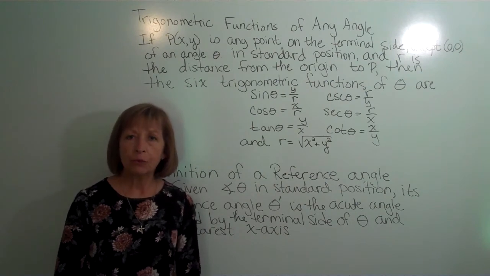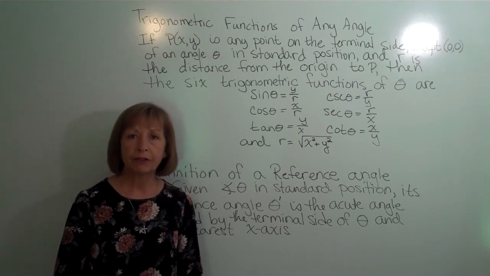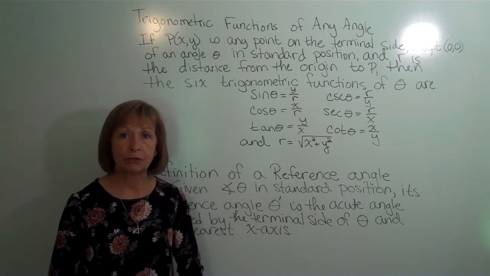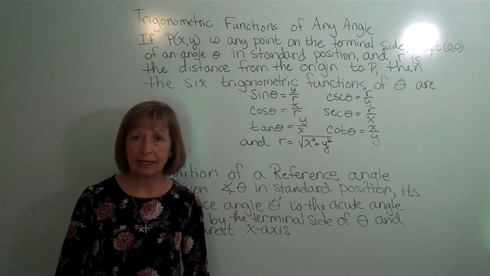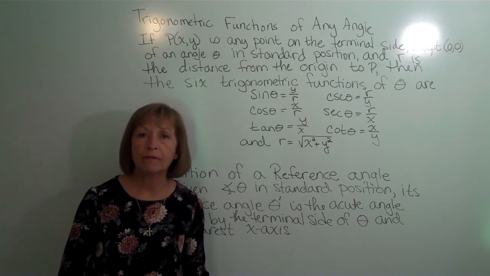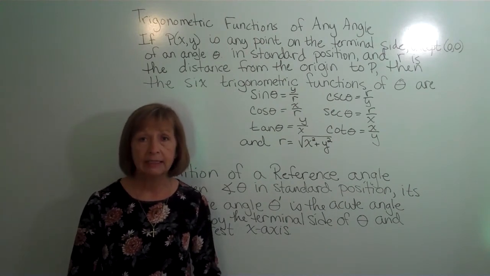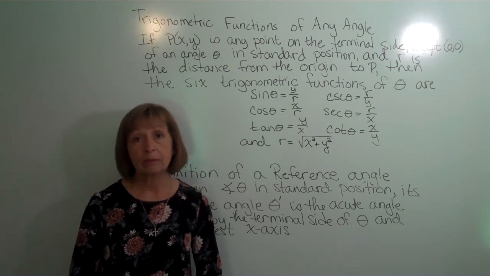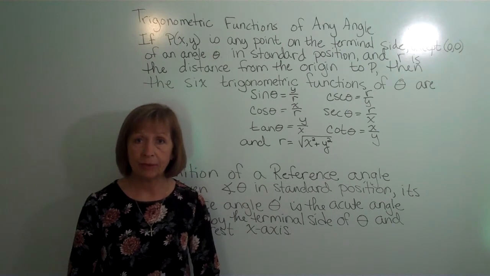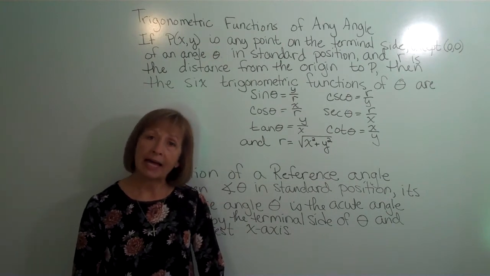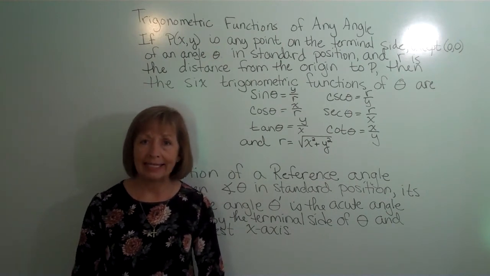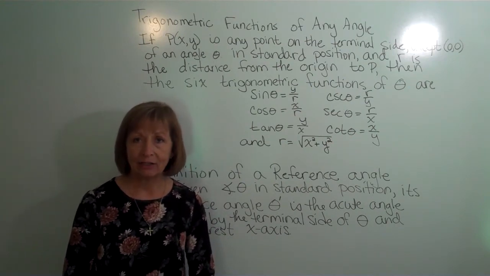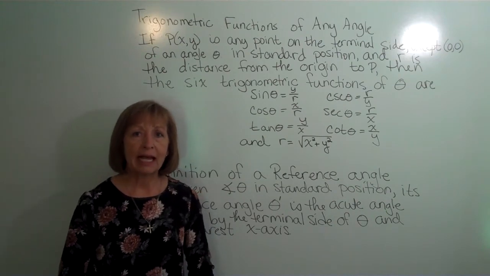Now that we've finished the work with our trig functions of acute angles, with our basic definition of the trig function of an acute angle being the ratio of the specific sides of a right triangle, and then we looked at trig functions of special angles both in degrees and in radians, we're ready to move on to the trig functions of any angle.